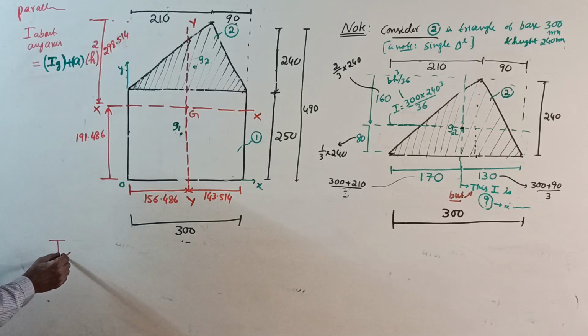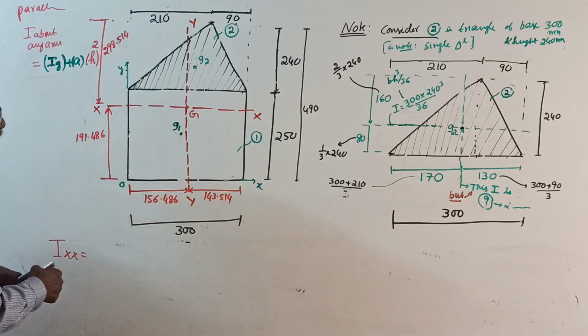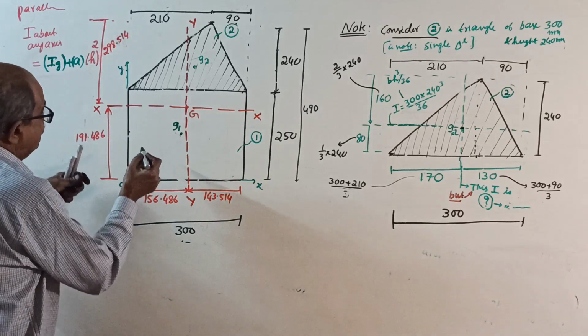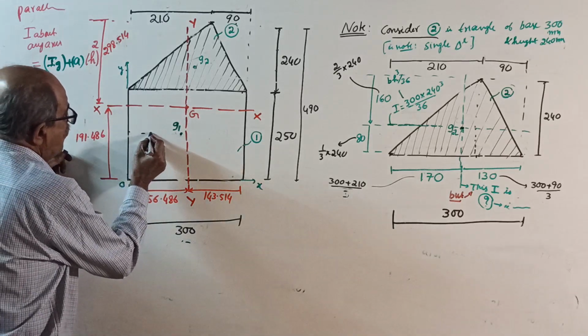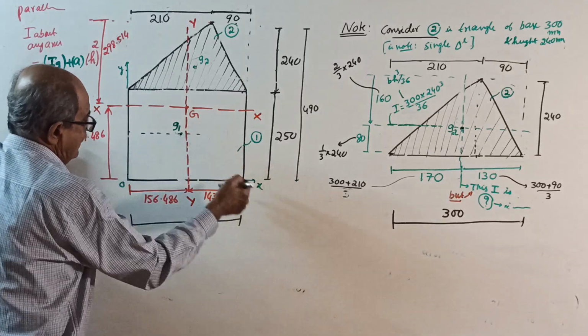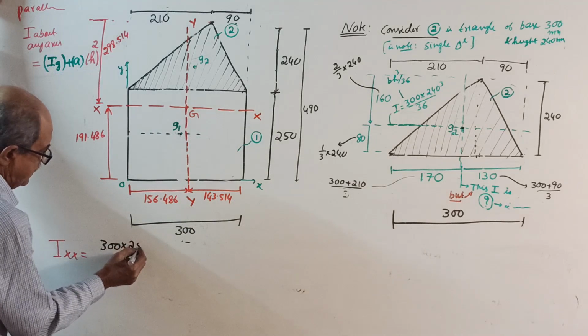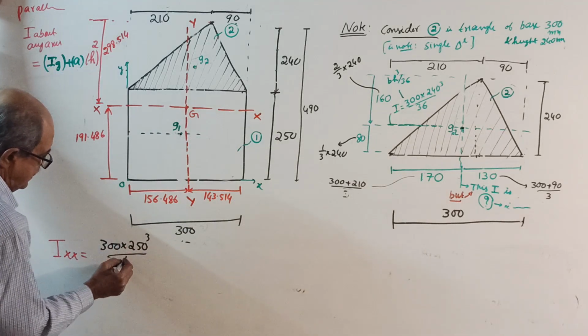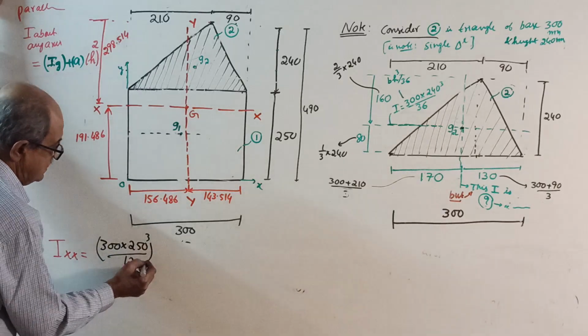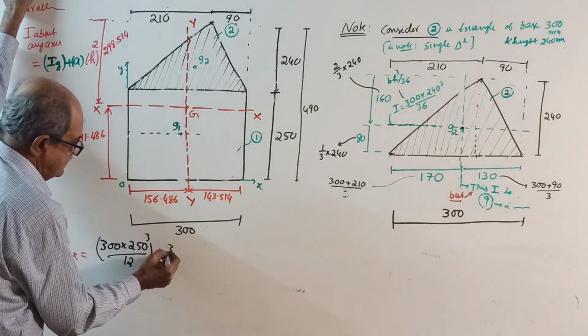There is nothing in Ixx, see. Ixx equal to, start first here. I about its own centroidal axis, see: 300 into 250 cube divided by 12, that is Ig, plus area.